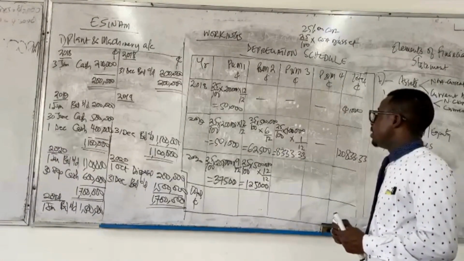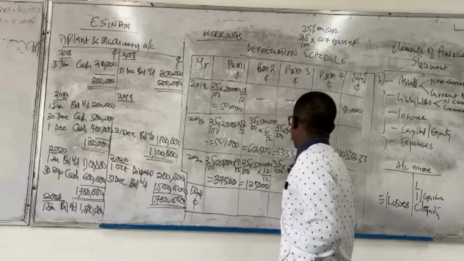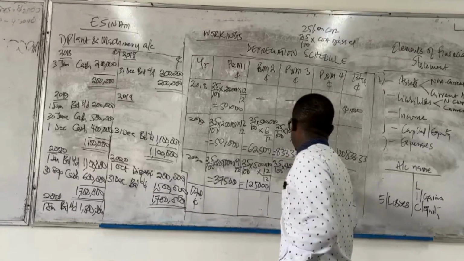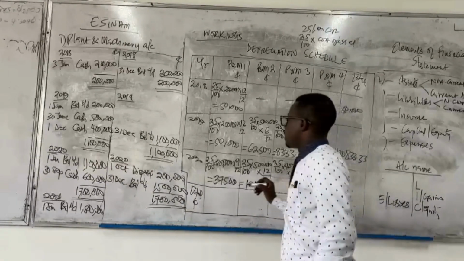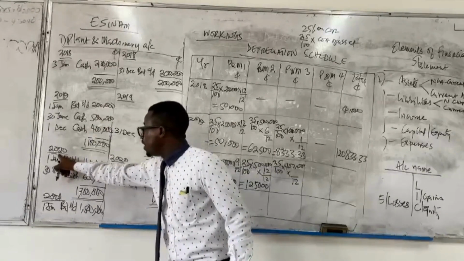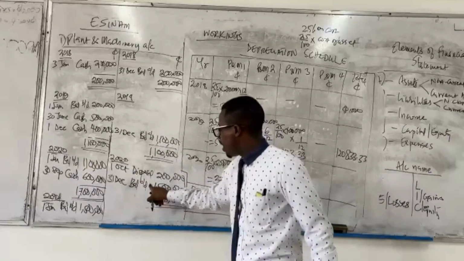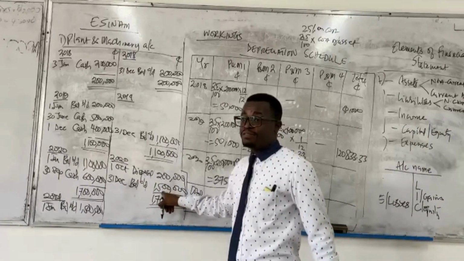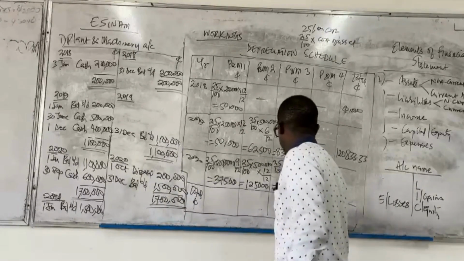Plant and machinery 3, 25%. What's the cost? 400,000 times. Also, the plant and machinery 3 costs 400,000. It began 2020 anew from January and also ended 31st December, which is also in the 1.5 million. Therefore, it's also 12 months. Therefore, 12 over 12.